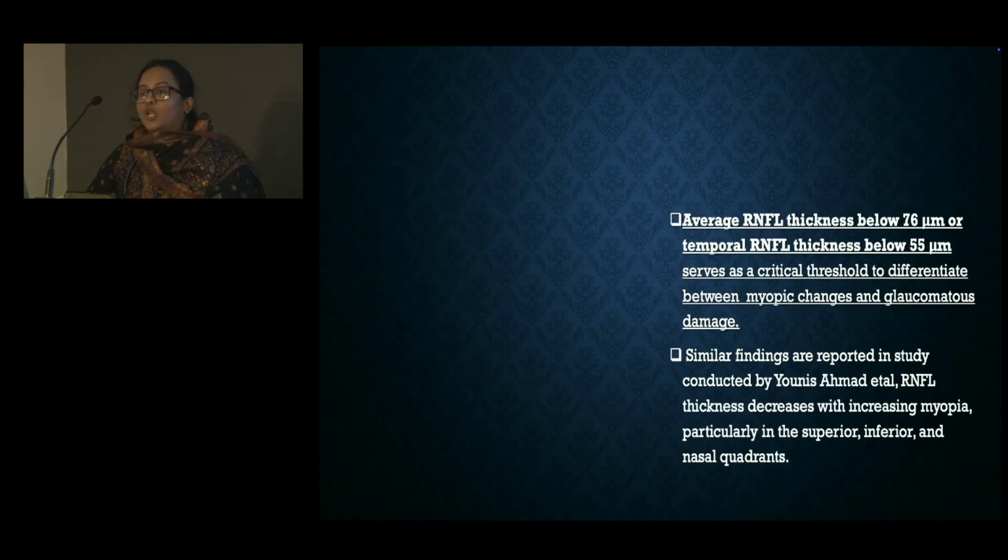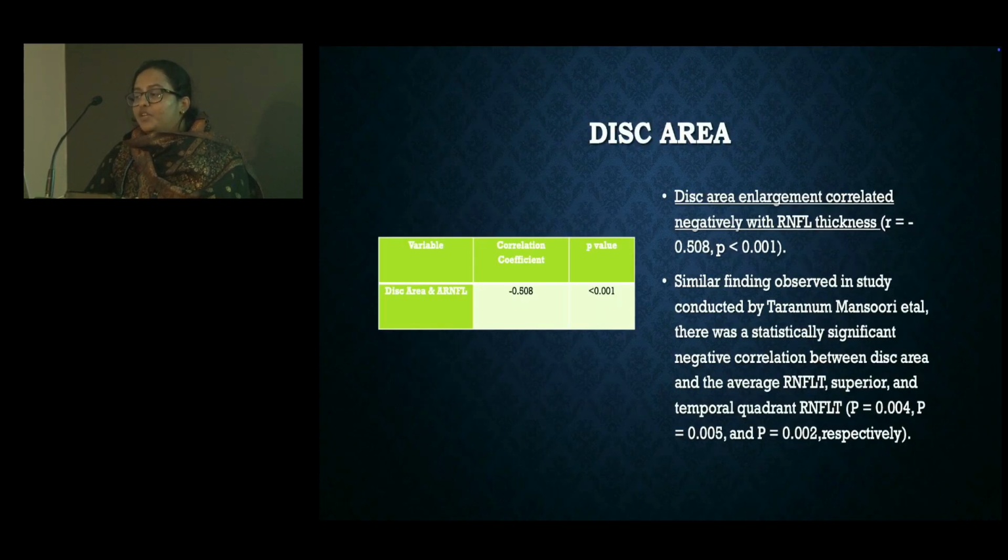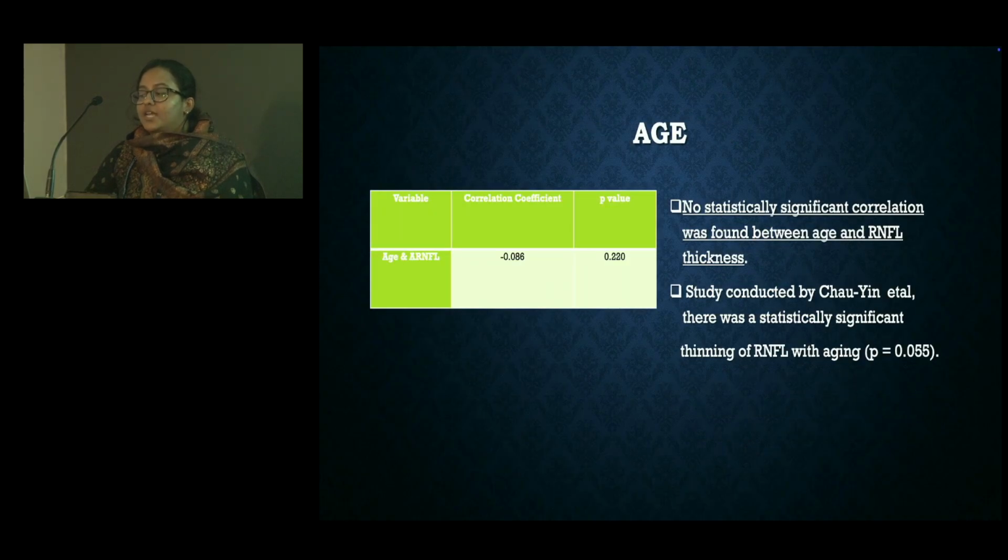An average RNFL thickness below 76 micrometer or a temporal RNFL thickness below 55 micrometer serves as a critical threshold to differentiate between myopic changes and glaucomatous damage. Comparing the correlation between axial length and average RNFL, a strong inverse correlation was identified between axial length and RNFL thickness. Disc area enlargement correlates negatively with RNFL thickness. In my study, no statistically significant correlation was found between age and RNFL thickness.